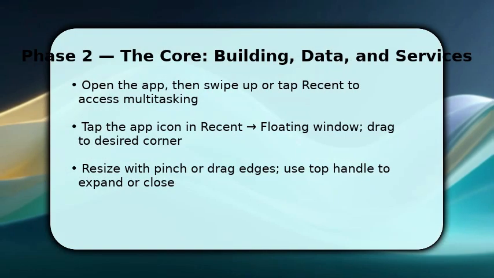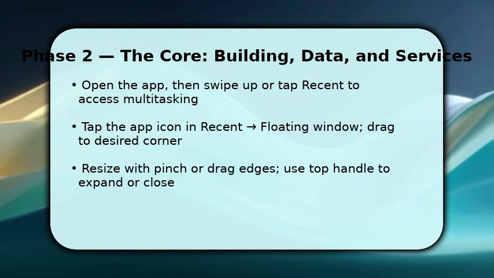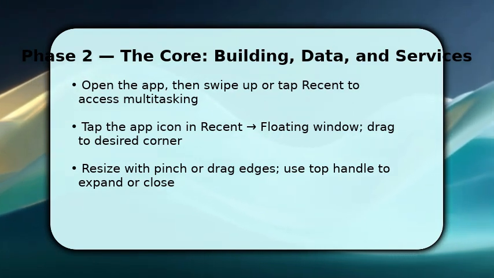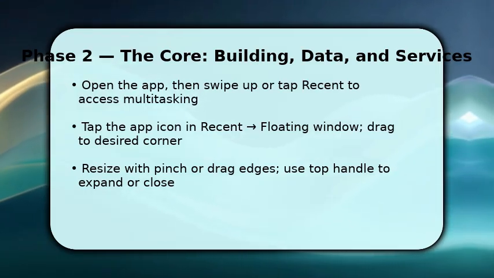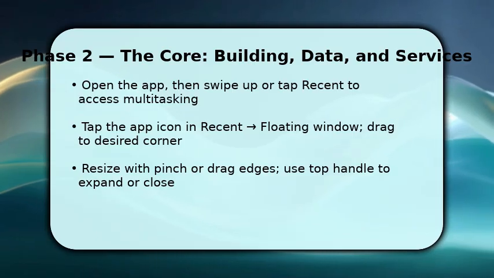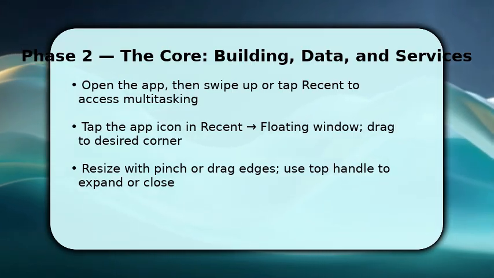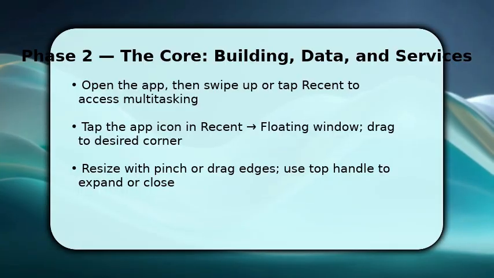Next, you create the floating window itself. Open the app and invoke recent apps or long press the app icon. Select floating window from the menu. The app will pop out as an overlay. Drag it to any corner because placement reduces interruption and helps reachability.